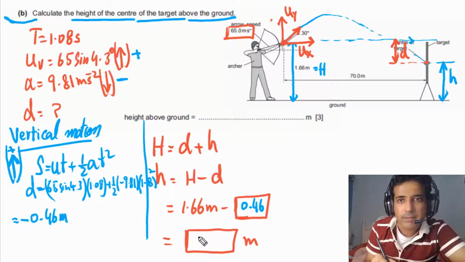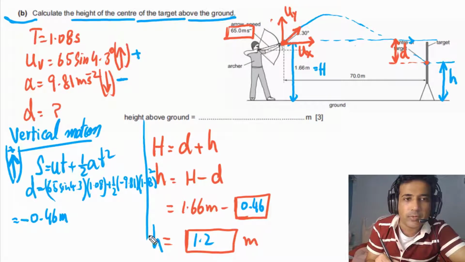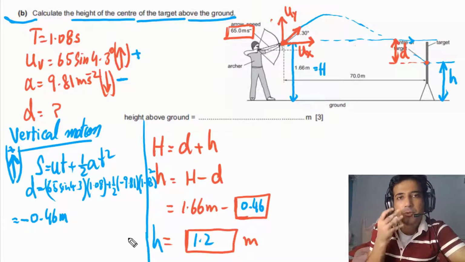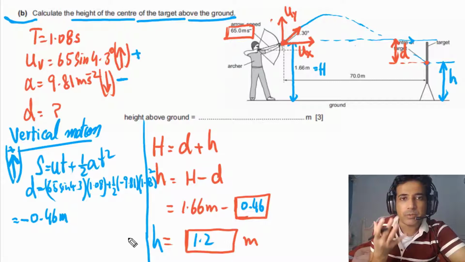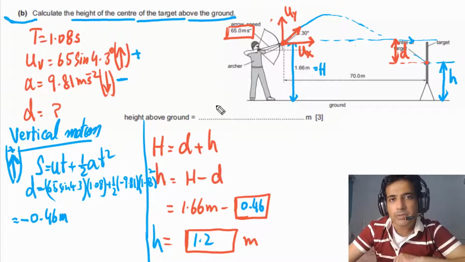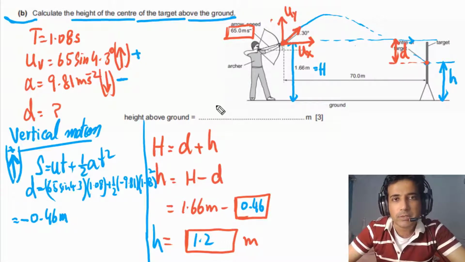So the final answer in this case will be equal to 1.2 meters. So this is the value of the height and this is how you can calculate. If your concept of projectile motion is clear, you can calculate very easily. I hope this is clear to you. If you have any questions about this one, just leave your questions in comments.